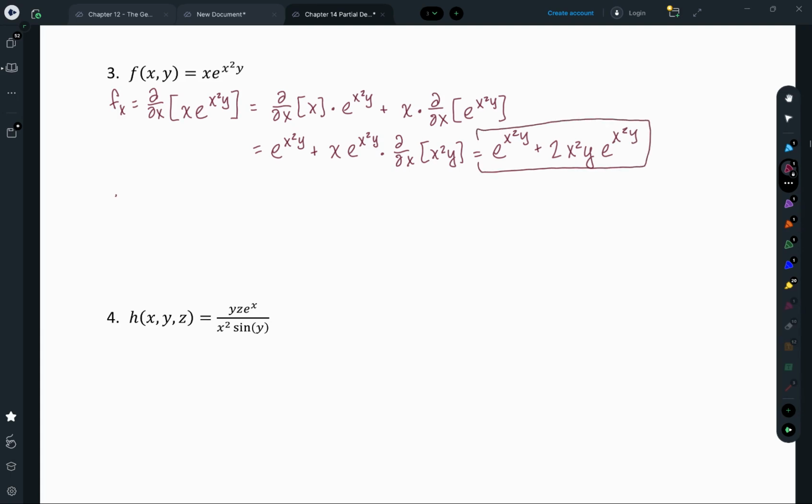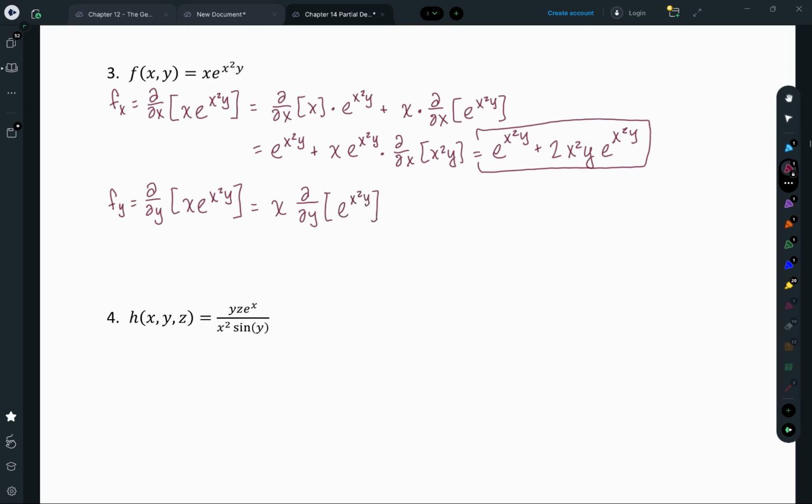Now for f sub y, I will go back to the original equation and I will find del y of x e to the x squared y. This one is much nicer because x is just a coefficient since we're taking the derivative with respect to y. So I'll pull it out in front and focus on del y of just e to the x squared y.